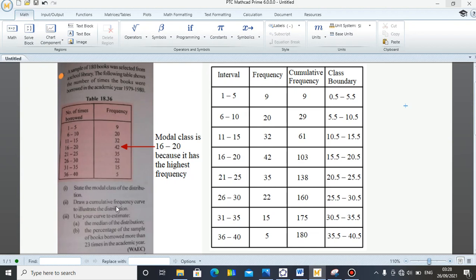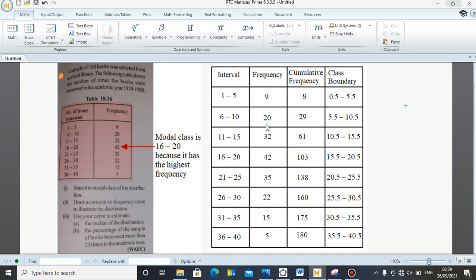Then the second part says we should draw a cumulative frequency curve to illustrate the distribution. So before you can get the cumulative frequency curve, you need to prepare a table, which is the cumulative frequency table. And you can see the column for the cumulative frequency on this side. Then the interval and the frequency are also there. Then you need the first frequency value, which is 9. You move it to the cumulative frequency column here.